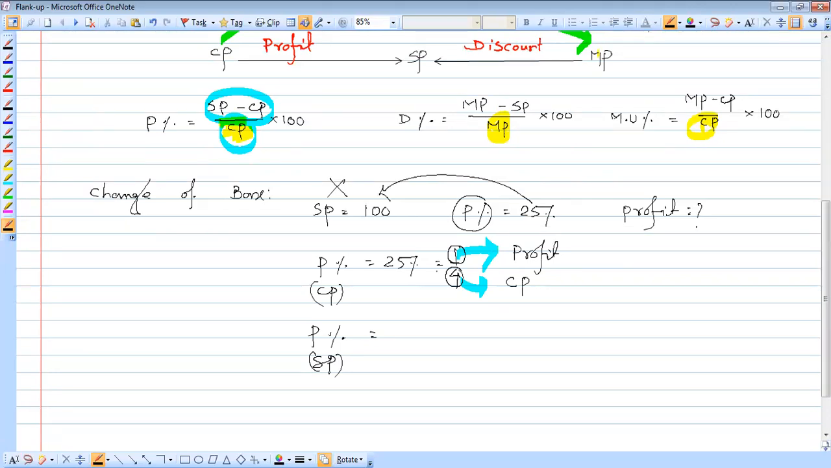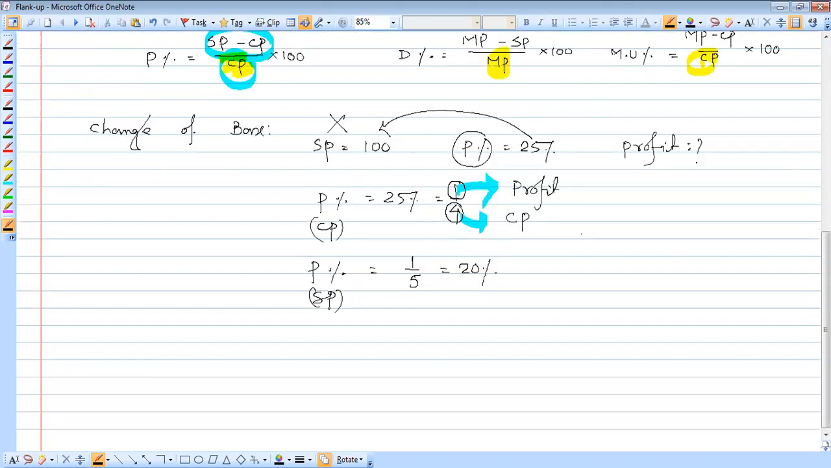4 rupees is the cost price. You are making 1 rupee profit. So you must sell it at 4 plus 1, 5 rupees. So when I'm calculating the profit percentage on the selling price, this is 1 out of the selling price, 5, that is equal to 20%. I'll take another example, but let me complete this question.